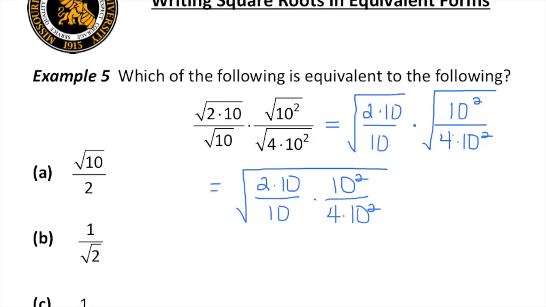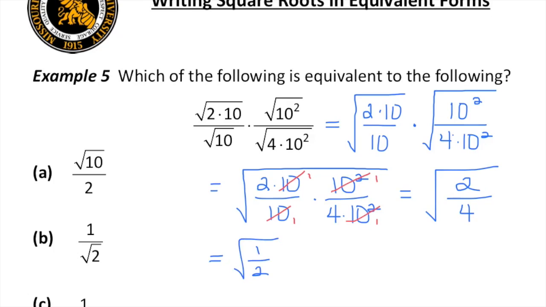So now, looking for common factors in the numerators and denominators, notice that in the first fraction there is a common factor of 10. 10 divided by 10 is 1, 10 divided by 10 is 1, and that's left behind. In the second fraction, there is a common factor of 10 squared, again leaving behind 1 in each case. Multiplying our fractions, we have 2 times 1, which is 2, over 1 times 4, which is 4, giving us the square root of 1/2 when we simplify the 2/4.